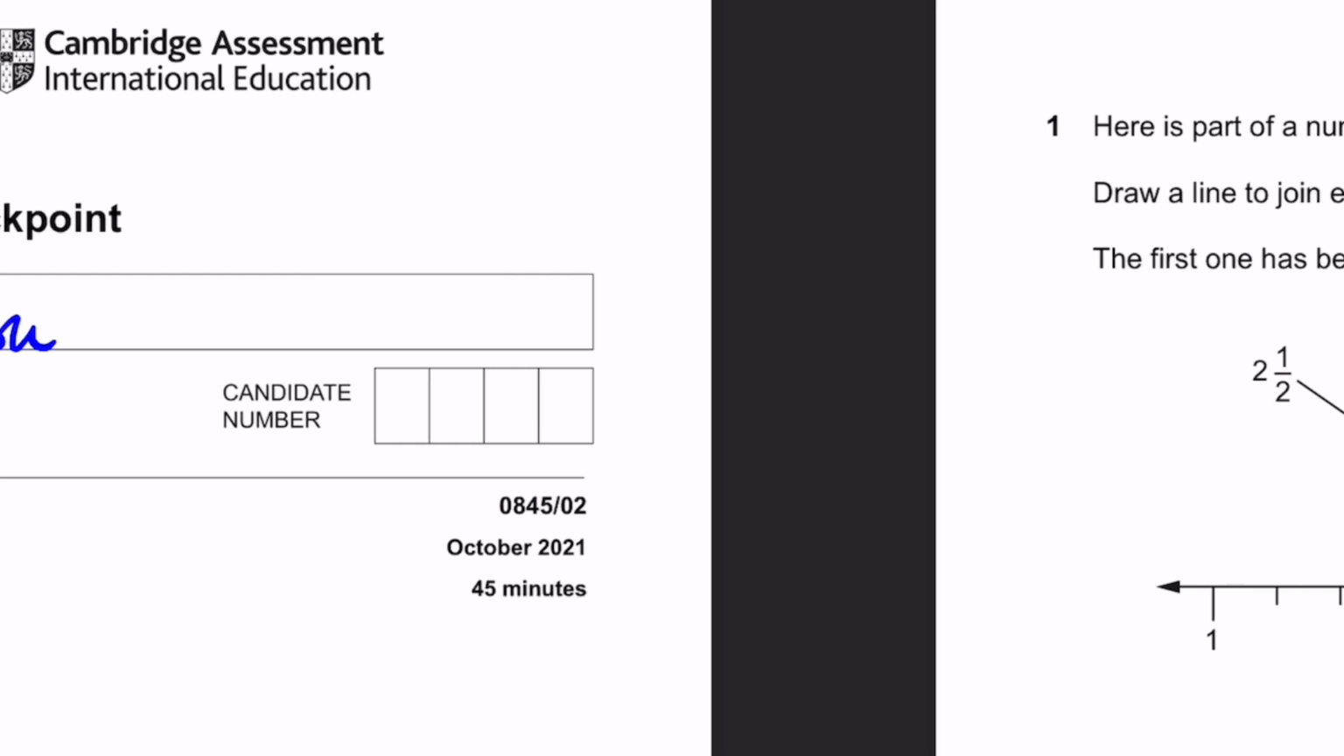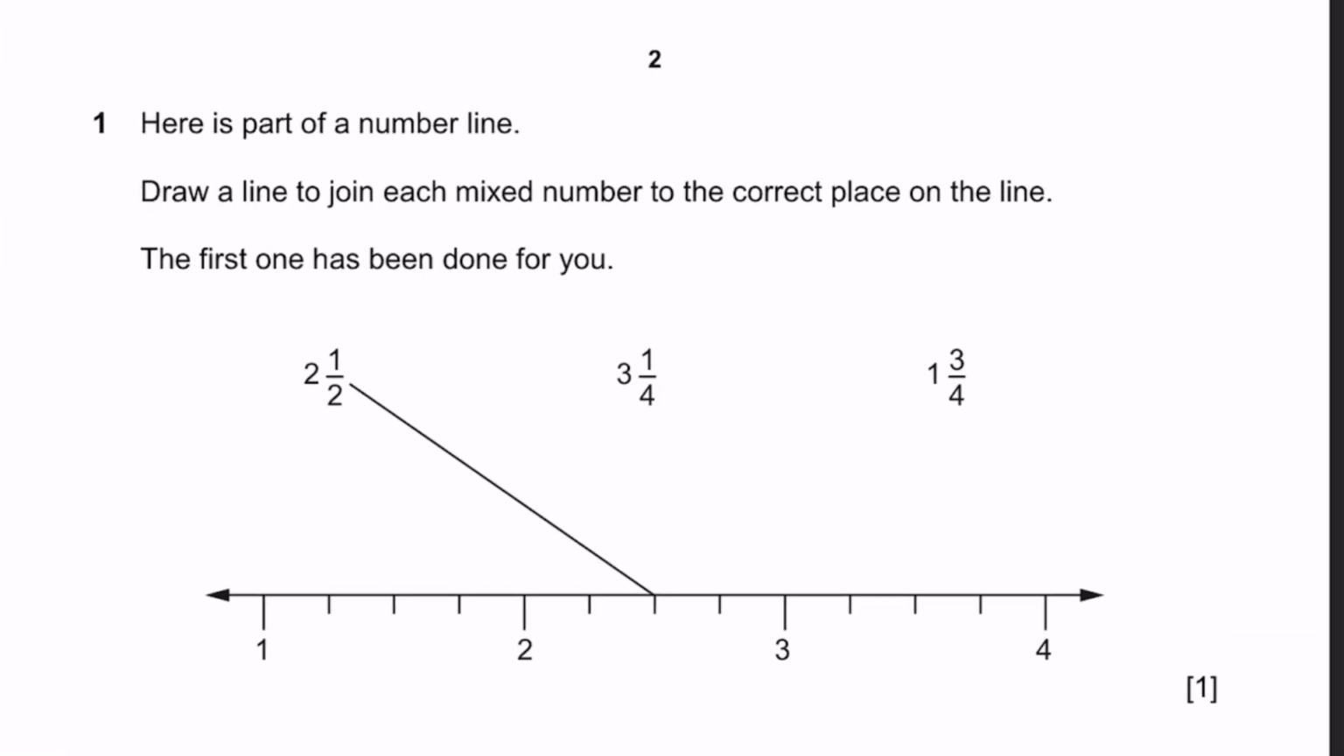Let's start. Question 1. Here's part of a number line. Draw a line to join each mixed number to the correct place on the line. The first one's been done for you. 2.5 goes halfway between 2 and 3.